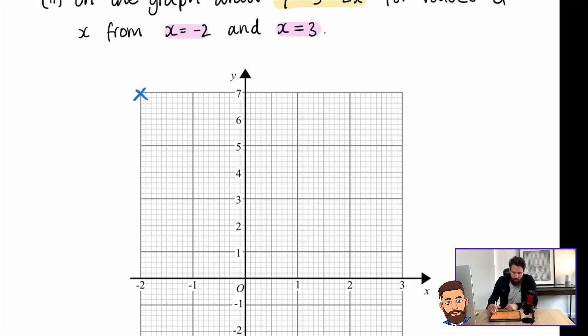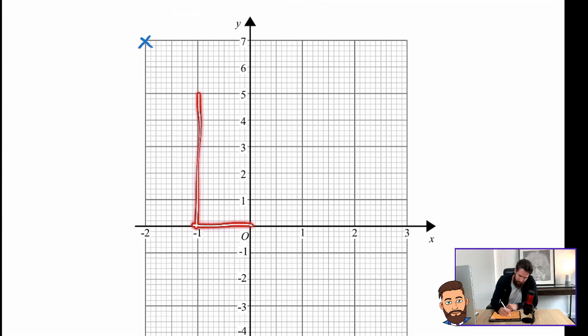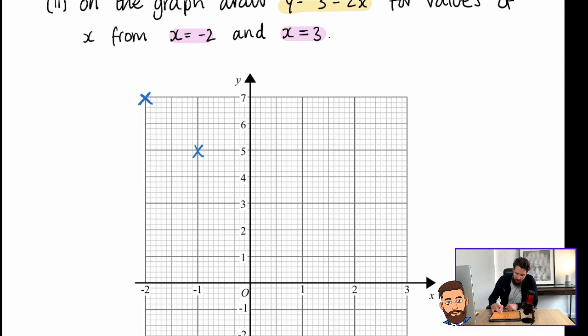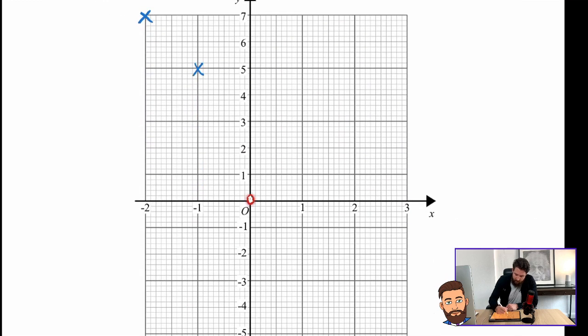Next coordinate, -1, 5. -1, 5 would be across to -1, up to 5. Bang, that one there. The next one would be 0, 3. So start in the middle as always. Across 0, up 3. And you can see, as always, this is starting to create a straight line.